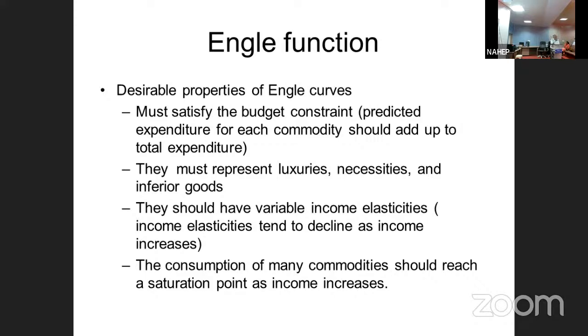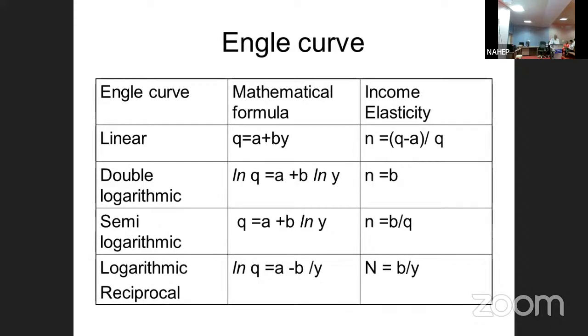So income elasticity is in decline as the income goes up. Your income elasticity declines as the income goes up. This is the basic assumption of the function. And it should reach a saturation point as the income increases. The consumption reaches a saturation point. Let's say in Japan, consumption per capita is not changing, meaning elasticity is zero. It is the assumption. So this you are already aware.